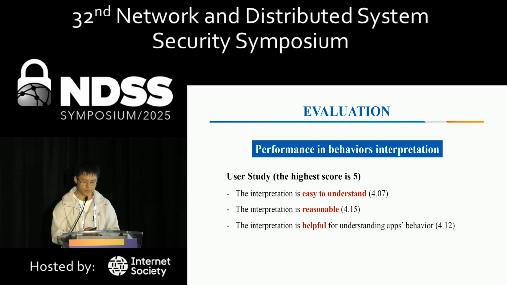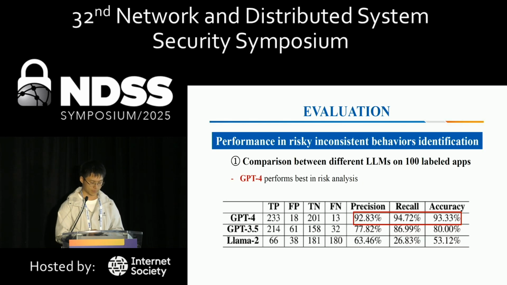To demonstrate the performance of InconPreter's behavior interpretation, we designed a user study where participants rate the interpretation. According to the results, participants generally think that our outputs are easy to understand, reasonable, and helpful for understanding the app's behaviors. To select the most suitable large language model, we compared the performance of several popular language models at that time. On our labeled dataset, GPT-4 performed best, so we chose GPT-4 as the model for the final step.